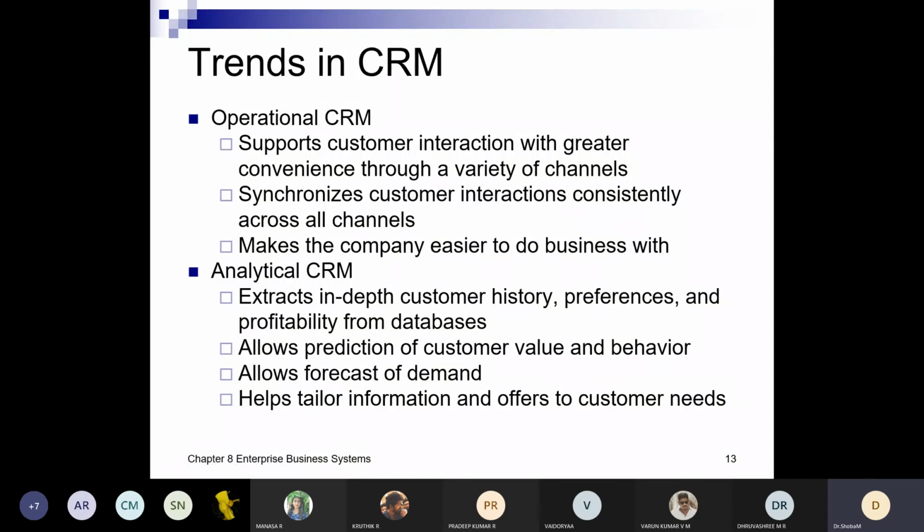Now a lot of analysis is going on. Analytical engines are developed, in fact, mathematical models to predict the behavior of the customer when the customer is doing online shopping or offline shopping, right? There are so many models, in fact, which predict the behavior and allow forecast of the demand the organization might face in the future, right?